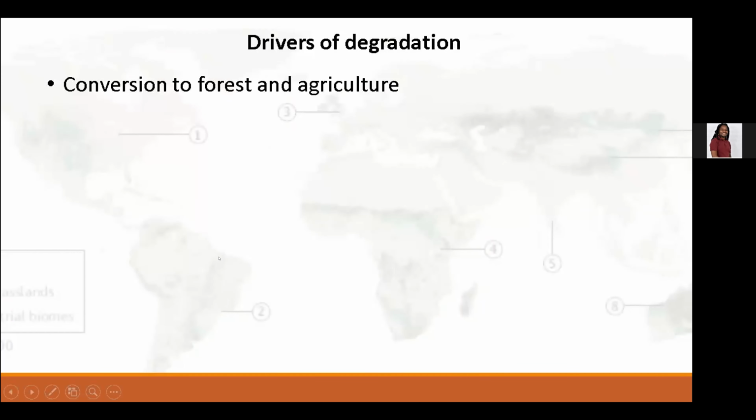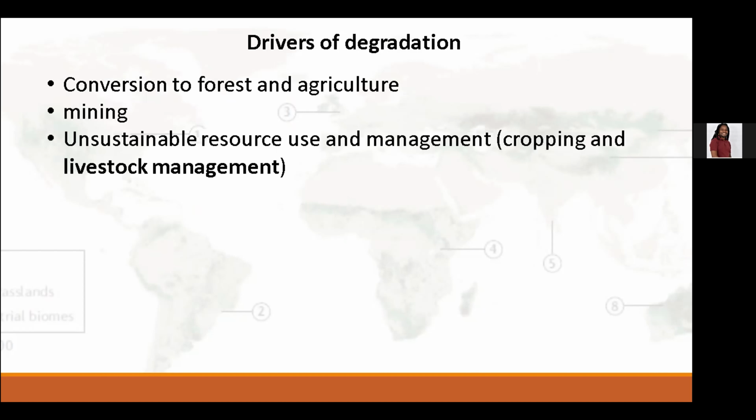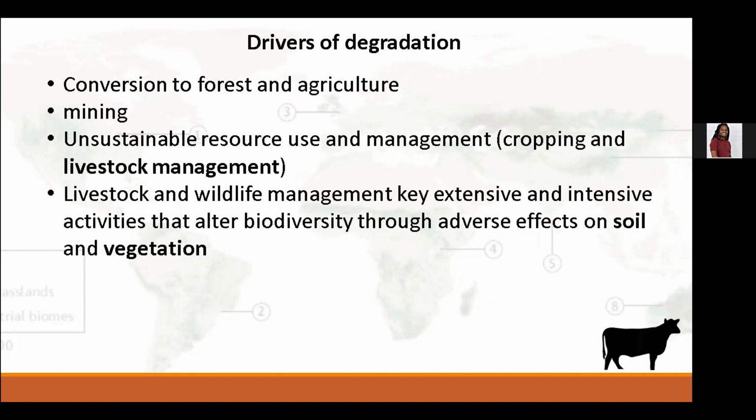So one of the key drivers of degradation is the conversion of grassland to forest and agriculture. There's mining. There's, of course, unsustainable resource use and management, from crop and livestock. And livestock and wildlife management are those key intensive and extensive activities that alter biodiversity because of their adverse effects on soil and vegetation.